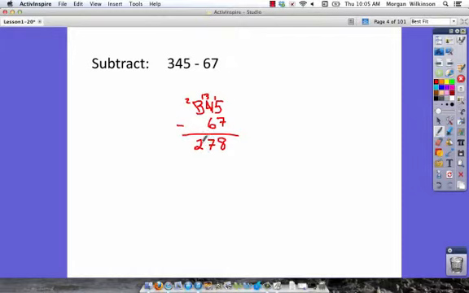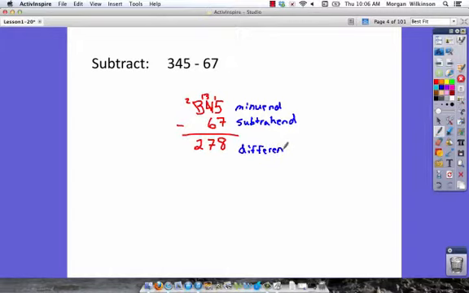Now, in this problem, we've got some key vocabulary as well. Make sure you get this written down. The number on top is always called the minuend. And the number that we're subtracting from the minuend is called the subtrahend. So we say minuend minus subtrahend is equal to our answer, and our answer to a subtraction problem is going to be called the difference.